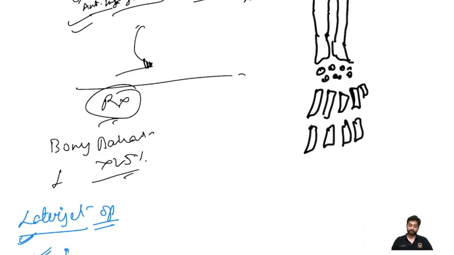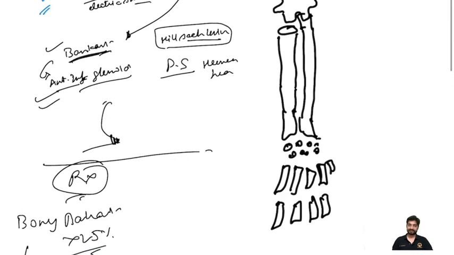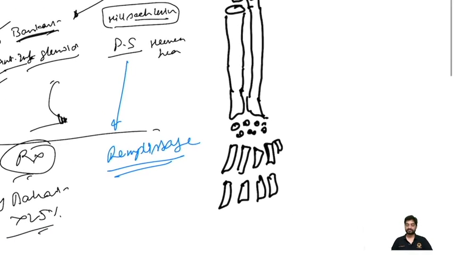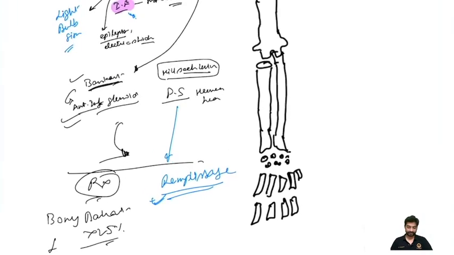Okay, and to counteract this Hill-Sachs lesion, what we'll do? We'll do a procedure named remplissage. So what do you mean by remplissage? Remplissage means the filling of the defect. So there is a humeral head defect. What we will do, we will put a suture anchor in the defect and we will try to tie up the rotator cuff muscle and pull it down to fill the defect. So that procedure is known as remplissage.